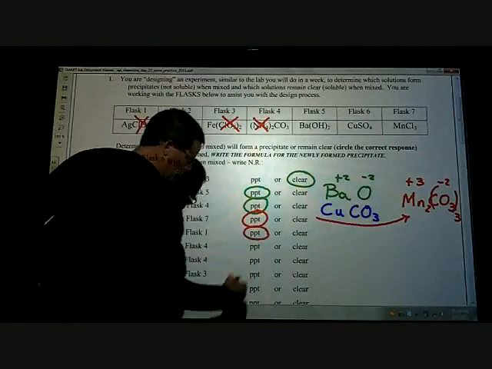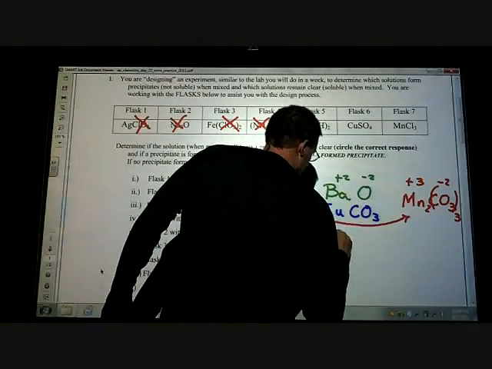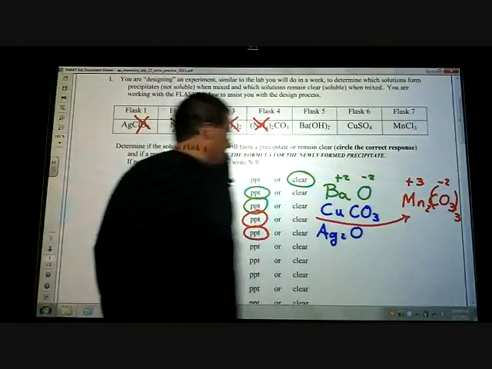So we're on a string here. Look, let me change that color. So silver's a +1 charge. That means we need 2 of those and oxygen.